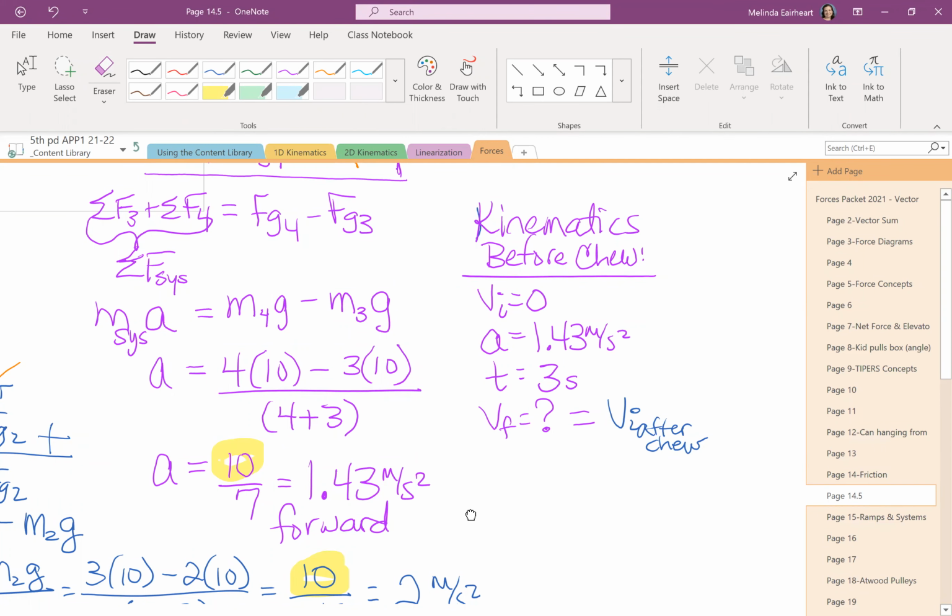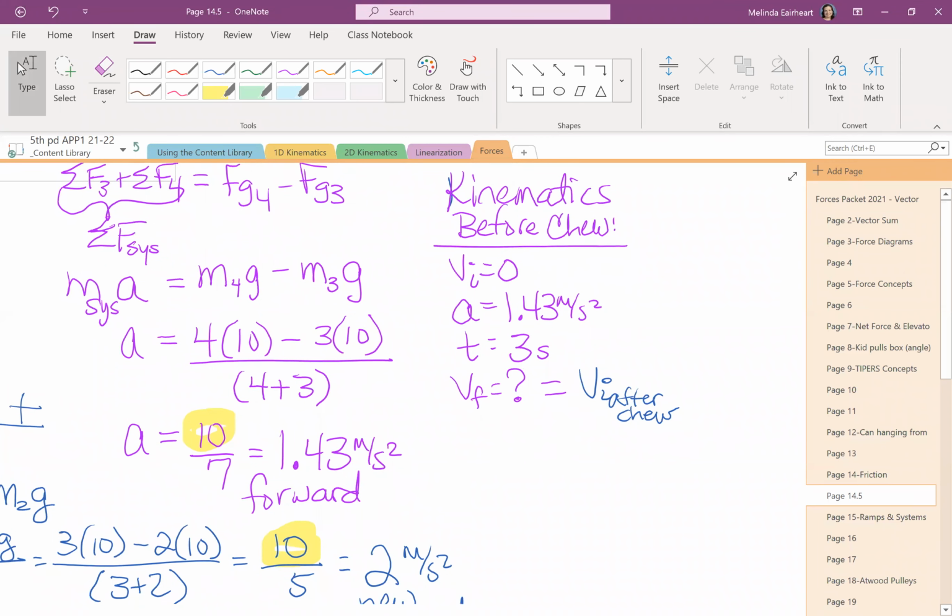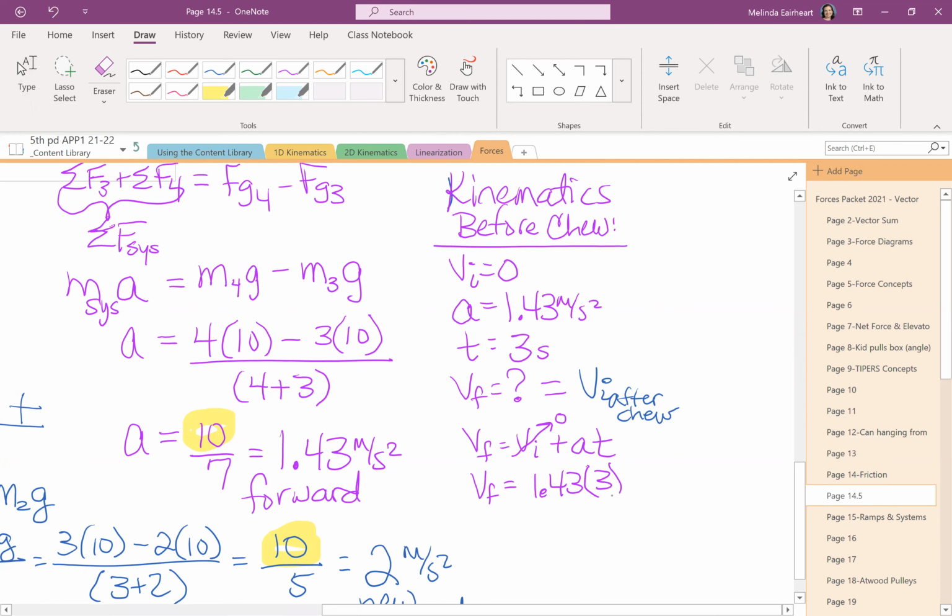Which kinematics equation are we going to use? The first one. We don't know distance, and we're comparing time, so we don't need the distance piece. And so VF equals V initial plus AT. VF is what we're looking for. VI zeroes out. And so 1.43 times 3 seconds would be what? .29, so about 4.3 meters per second.